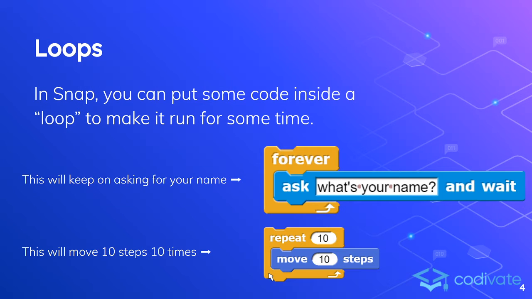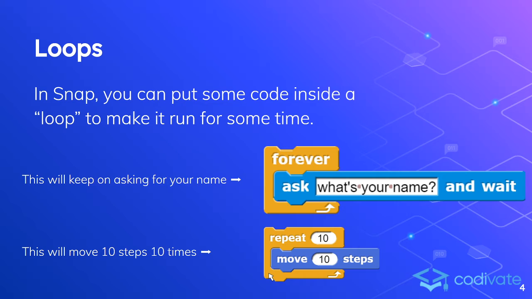In Snap, you can put some code inside a loop to make it run for some time. The first type of loop is called a forever loop. Any code inside a forever loop is run over and over forever, as per the name. You can't put anything below a forever loop because no code below it will ever be run. In this example, the sprite will keep on asking the user for their name forever.